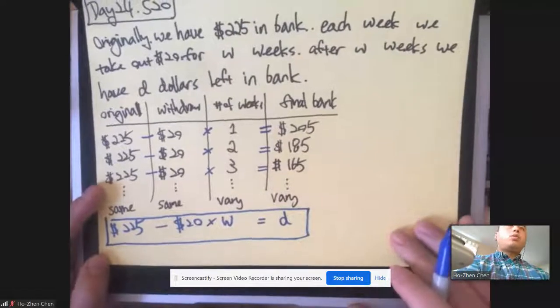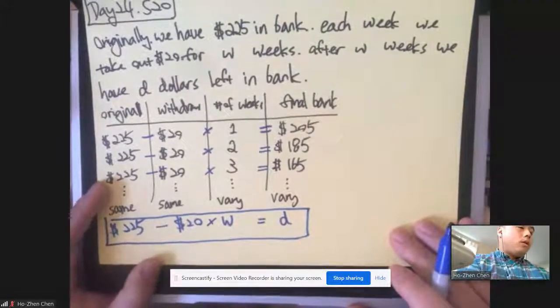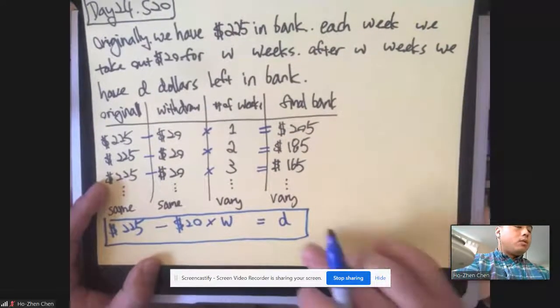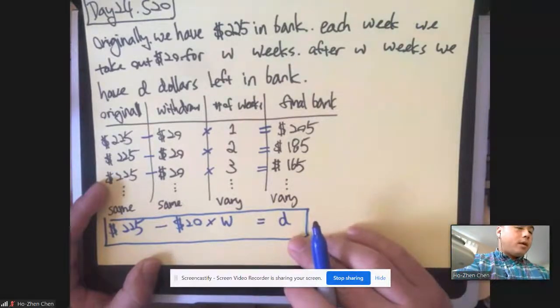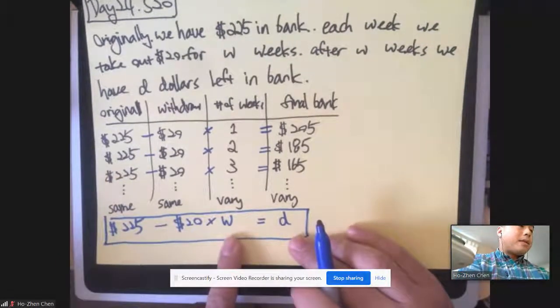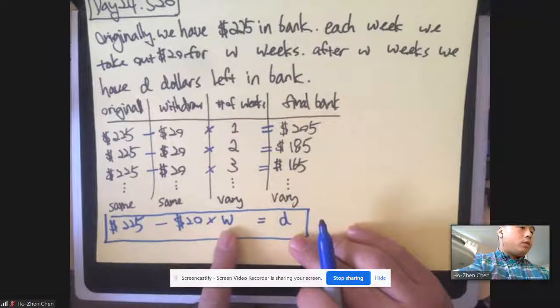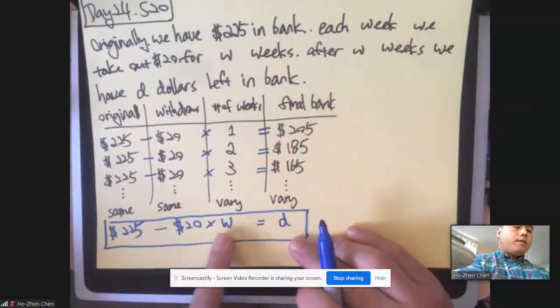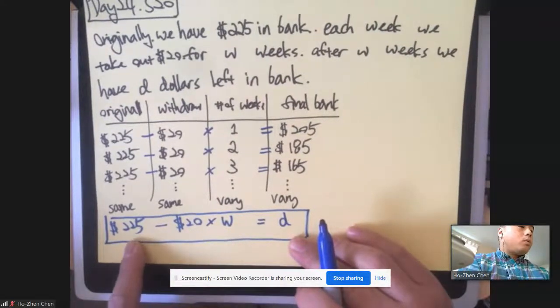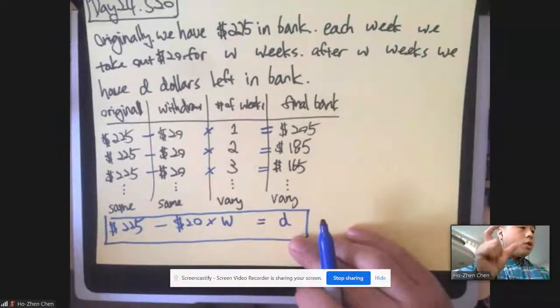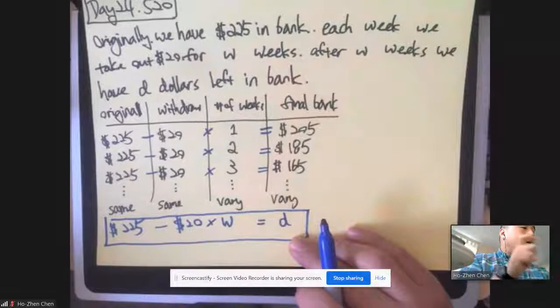So for slide 20 of Desmos day 24: D is the amount remaining in the bank. W is the week that's passed since we first withdrew money from the account. And 225 is the original amount within the bank. 20 states that we're constantly withdrawing $20 from the bank each week.